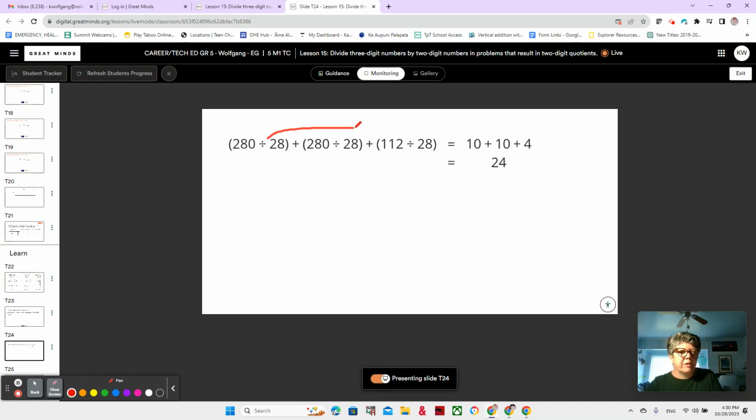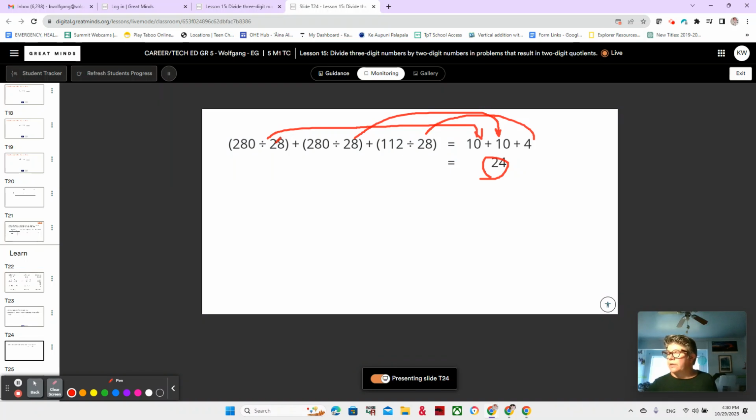And you see that 280 divided by 28 is 10, and 280 divided by 28 is 10, because 10 times 28 is 280, and 4 times 28 is 112. And then the answer is 24. So yes, if you think back to the problem that we just did with the area model, 672 divided by 28 is 24, right? So this is that area model as an expression.